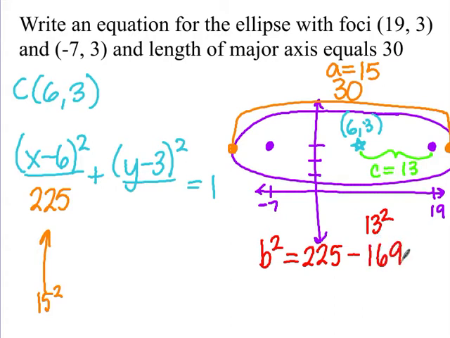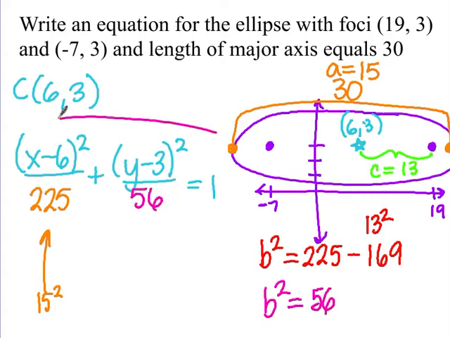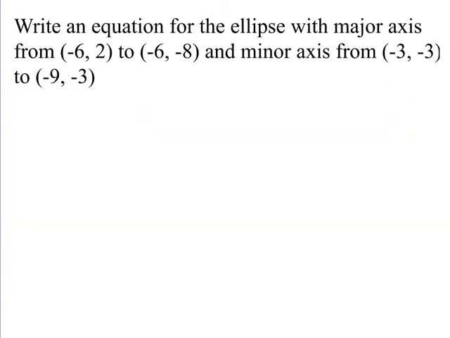So what does B squared equal? 56. So that's the number that goes here. And there you go. So now each of these is going to have different characteristics, and based upon the characteristics, you're just going to have to decide how to approach the problem. Let's look at another one.